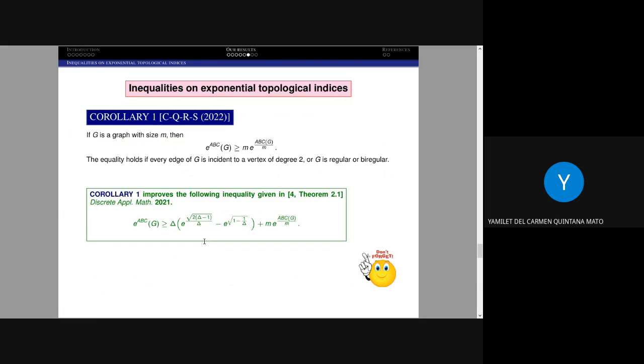And as a corollary of this theorem, we obtain this inequality in the case of the ABC index. And this inequality improves another recent inequality associated also to the same ABC index.